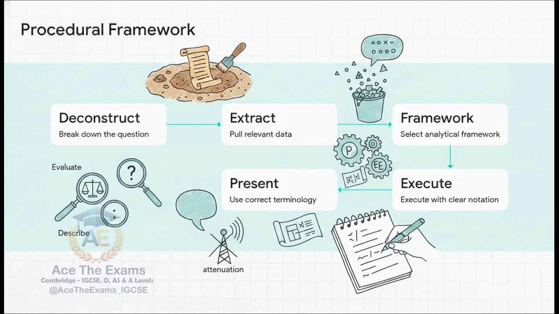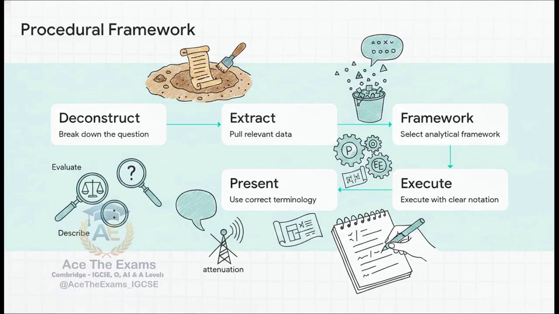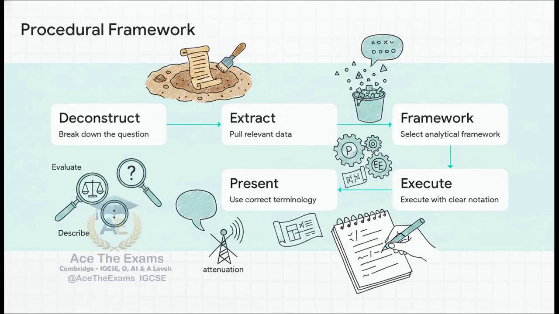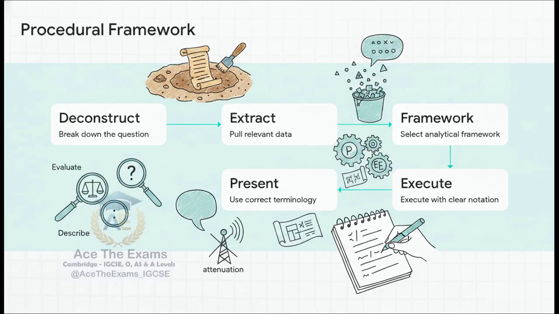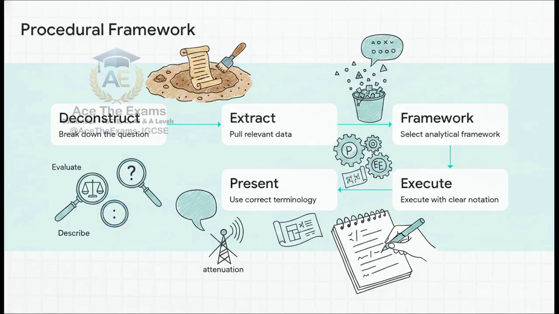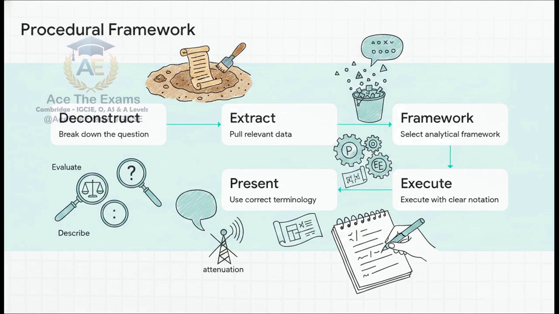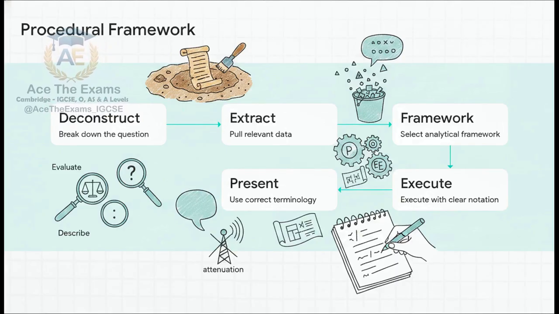Then, step 2, extract relevant data from the scenario. Step 3, select your analytical framework, like the PEEL method we just mastered. Step 4, execute with clear notation. And step 5, present with perfectly correct terminology. Never ever write, "the signal gets weaker." You must say, "the signal experiences attenuation." Professional terminology signals to the examiner that you belong in the top tier.